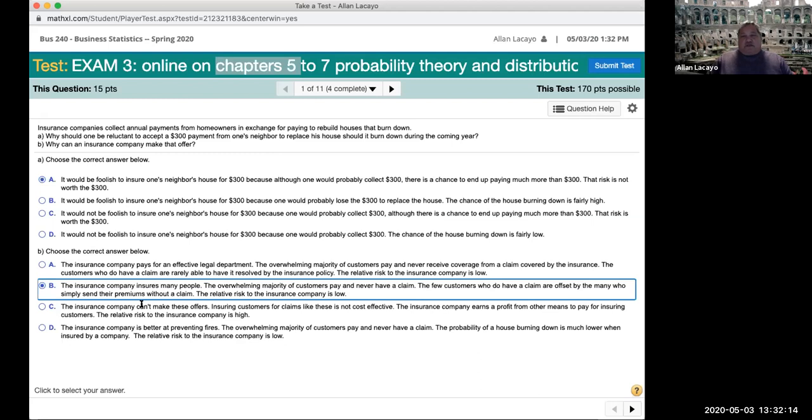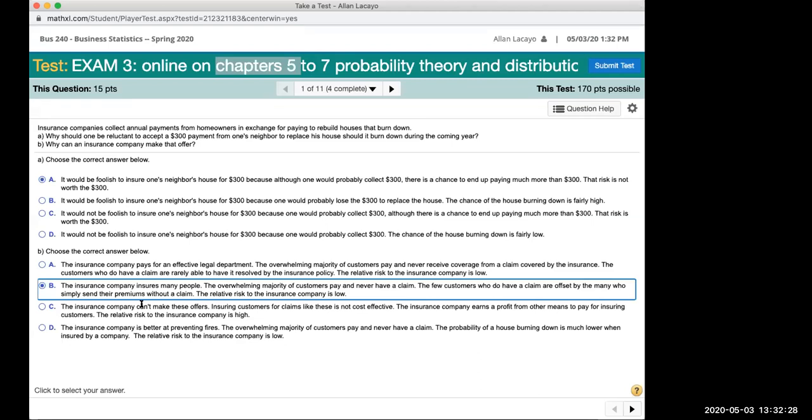In other words, it's the law of large numbers. That's what we learned in chapter 5 as the law of large numbers. The reason why insurance companies can do what they do for a living, let's say your auto insurance. For me, the answer would be B and C. It would be foolish and not worth the 300 to insure so many people.